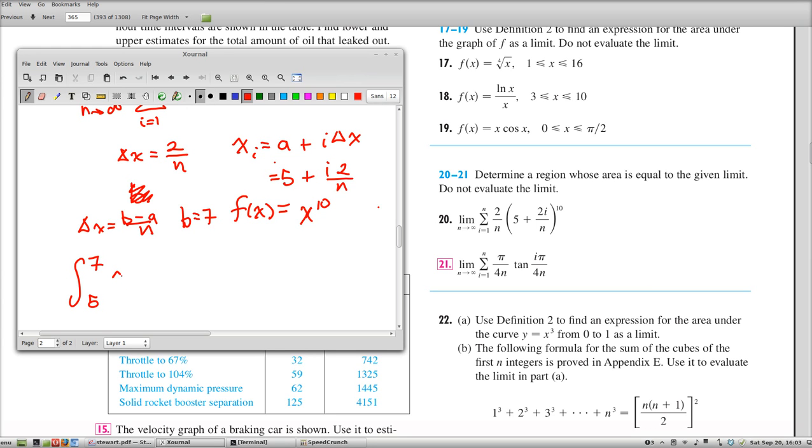of x to the 10 dx. Do we need to say anything more? No, that's it. So this would actually be equal to that limit by the definition of the definite integral.